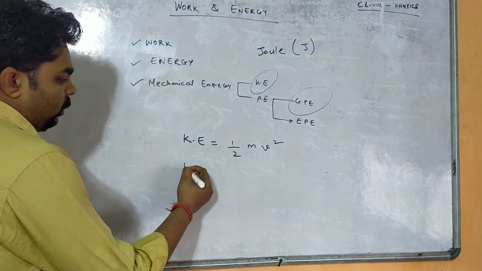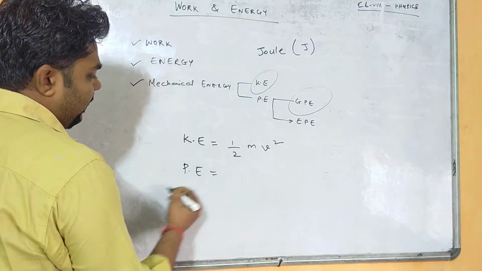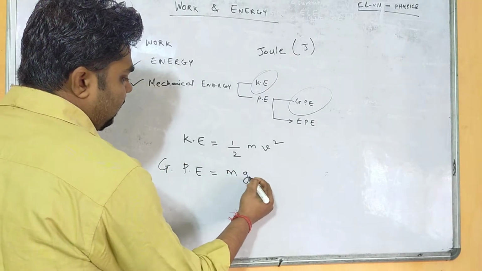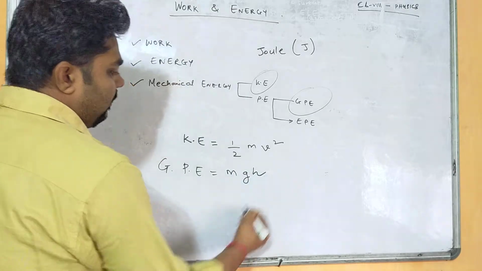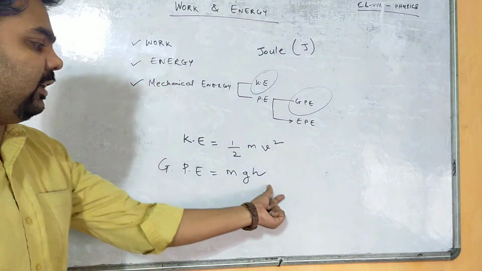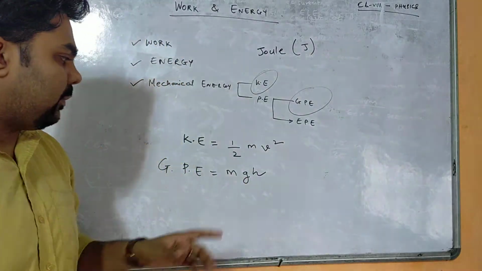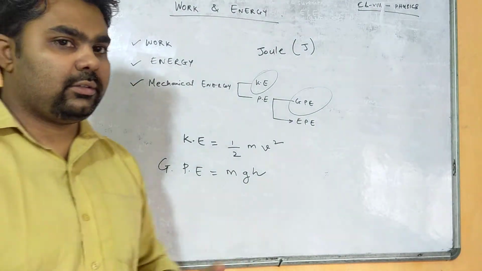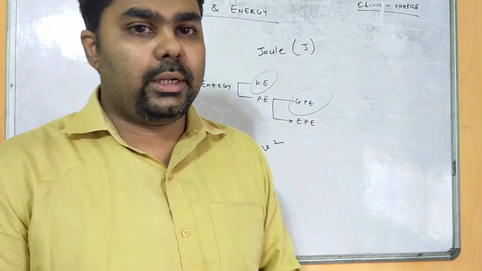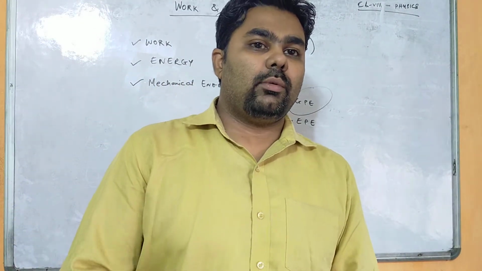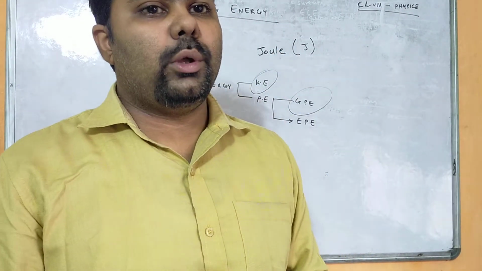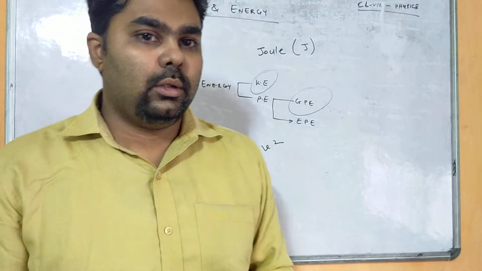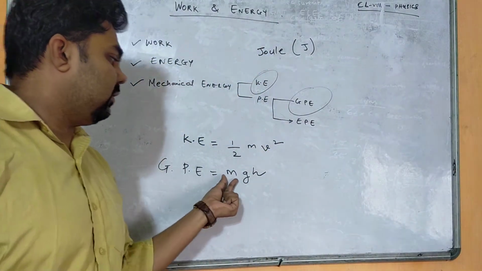Next you see potential energy, that is gravitational potential energy. Generally we say gravitational potential energy depends upon mass, acceleration due to gravity, and height. That means mgh. So the more the mass, the more water in the bucket you are taking from ground floor to top floor, you require more force. That means you are doing more work. So it depends upon mass.